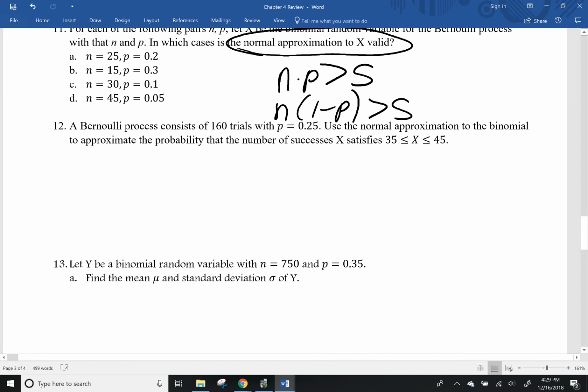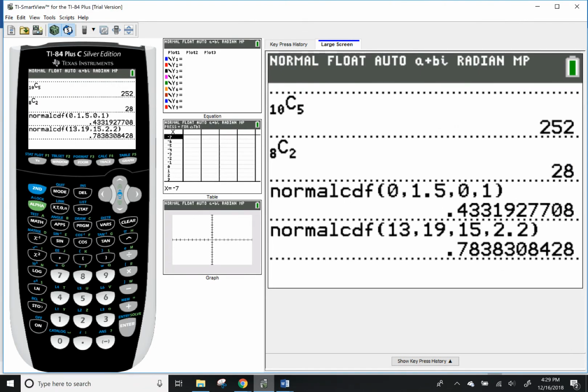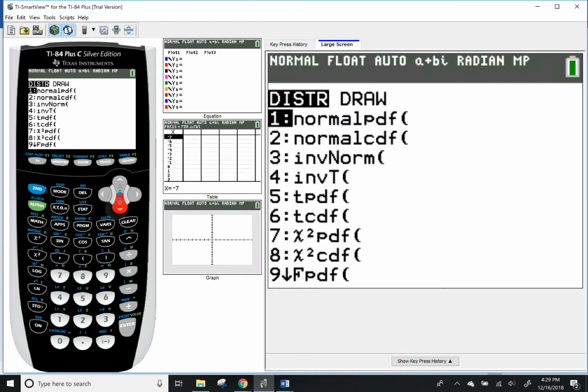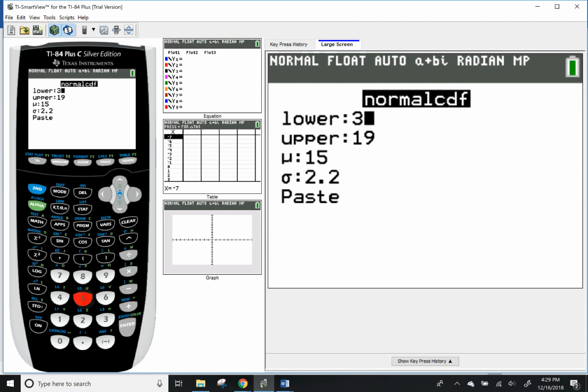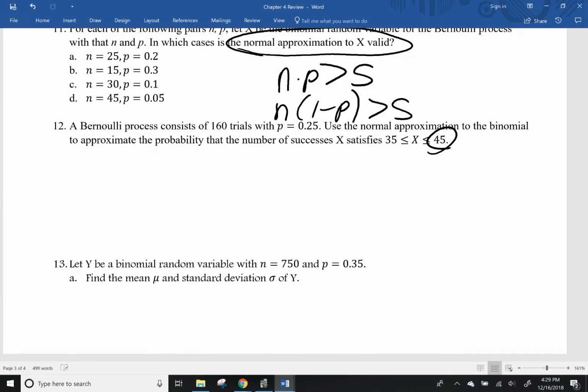Number 12, a Bernoulli process consists of 160 trials with probability of success 0.25. Use the normal approximation to the binomial to approximate the probability that the number of successes of x is between 35 and 45. So there's another formula to this when we use Bernoulli trials here. We know a lower bound and we know an upper bound. So when we go to our calculator, it's very straightforward to plug in our lower bound and upper bound, 35 and 45. But we need to find the standard deviation and the mean.